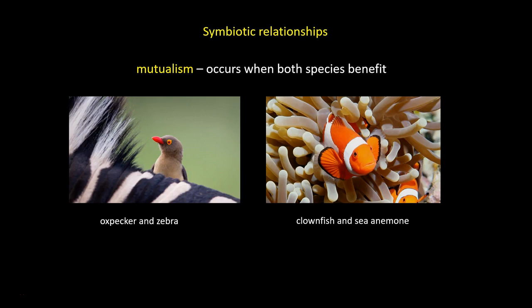Another example would be the clownfish and the sea anemone. The clownfish are immune to the stinging tentacles of the anemone, and they can find shelter there. And they also feed on the waste that's left over from the anemone's meals. On the other hand, the sea anemone benefits because the clownfish protects them from certain parasites. So it's a win-win situation for both of these species.